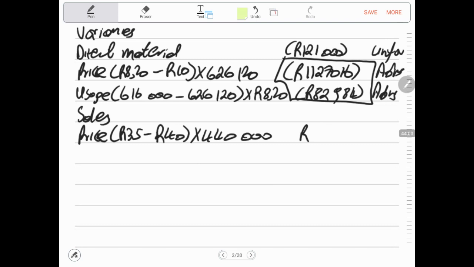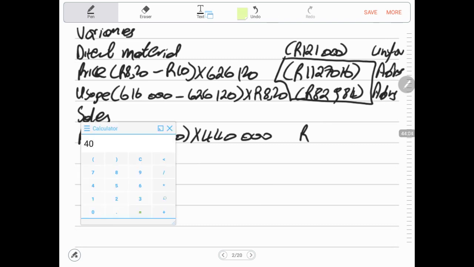Then we multiply that by the number of units that were actually sold. So 40 minus 35 times 440,000 will give 2,200,000 rands, and this variance will be favorable.